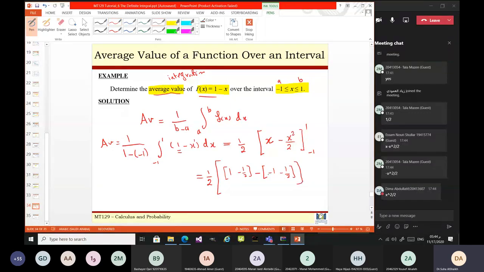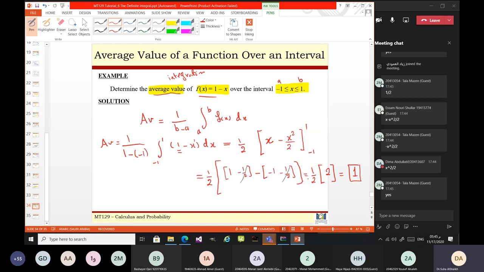Now the minus half plus half, this will cancel this, and the 1 minus minus 1 will be 2, but this will be half multiplied with a 2, and the result is equal to 1. So the average value is equal to 1. You got that? Clear? Yeah. Good.